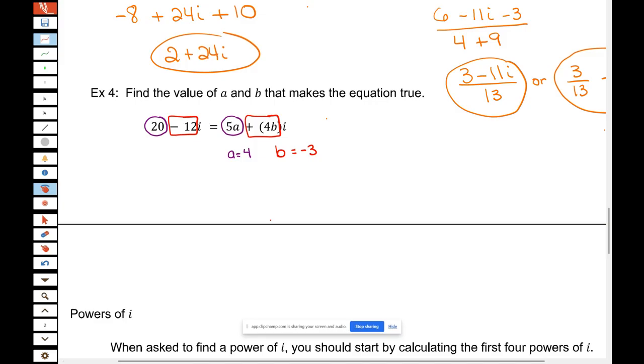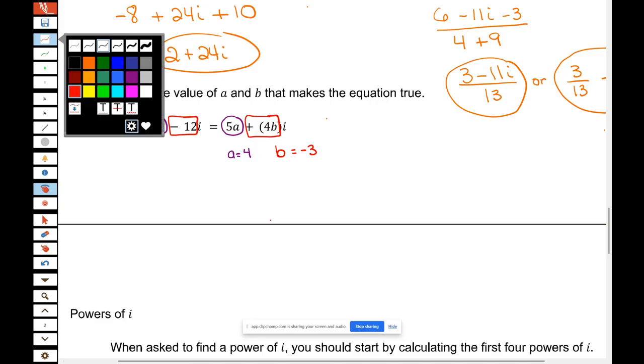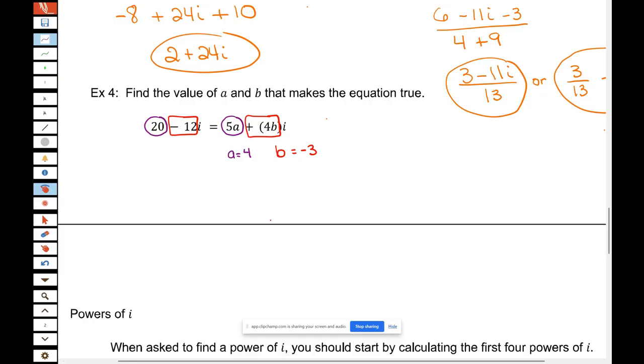All done. Now you can actually write them out as equations if you want to. You can say 20 has to equal 5a and you can solve it to get a equals 4. And you can say negative 12 has to equal 4b. You divide to solve it. b equals negative 3. You can actually do it that way too if you prefer, or you can just do it in your head if the equation is simple enough.